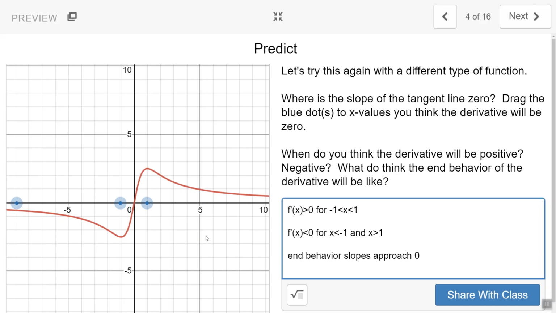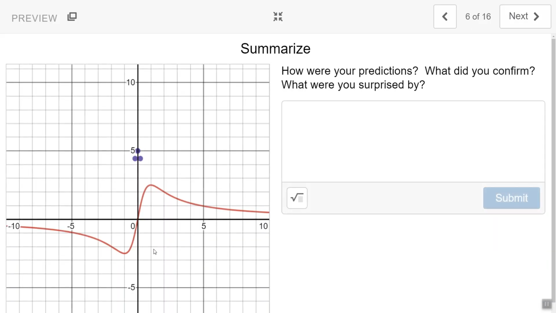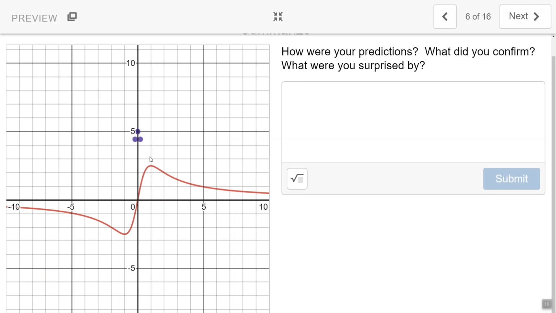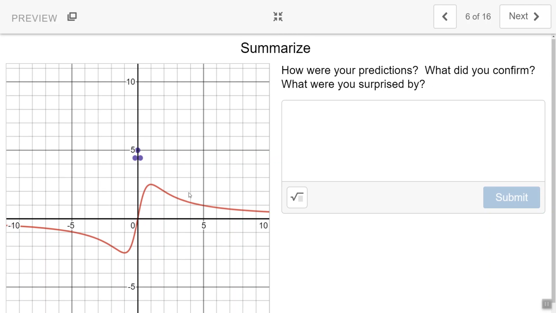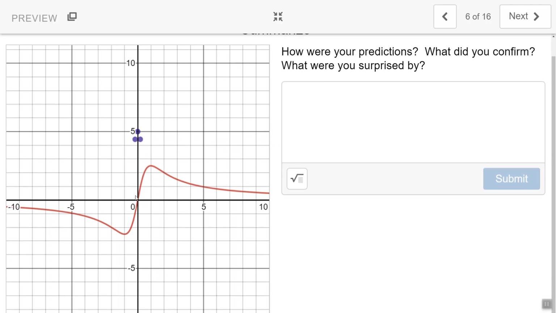Approach 0, right? Okay, so let's go to slide 5 and see if this is true. It says, how are your predictions? What did you confirm? What am I supposed to do here? Okay, in between -1 and +1, do we have some pretty high positive slopes here, kids? I think we're good, aren't we?